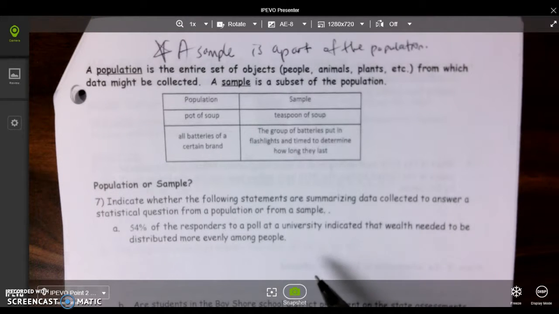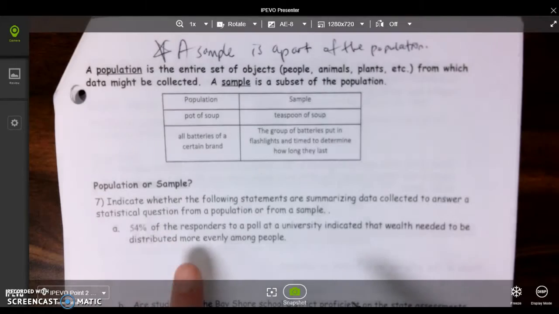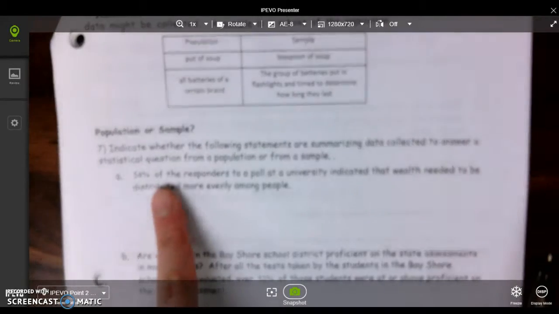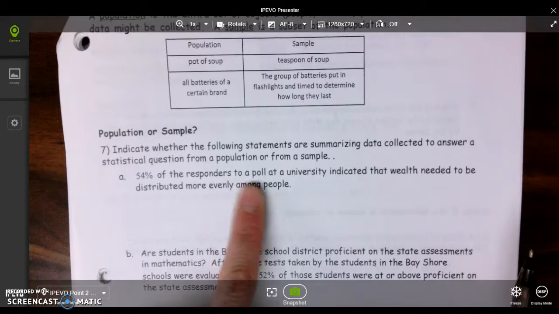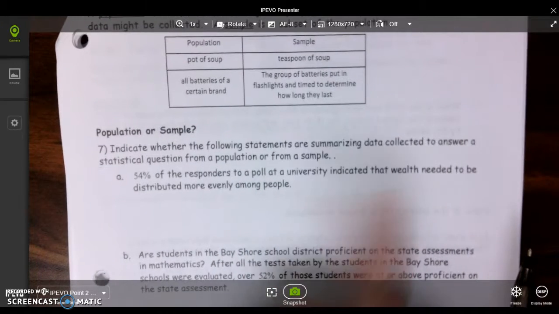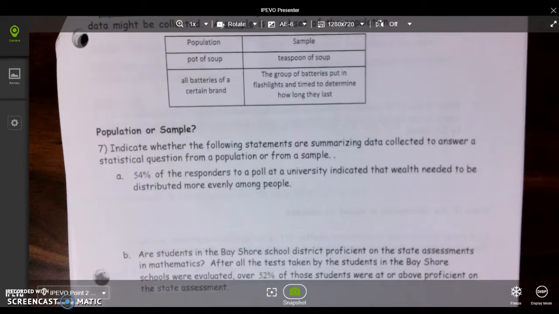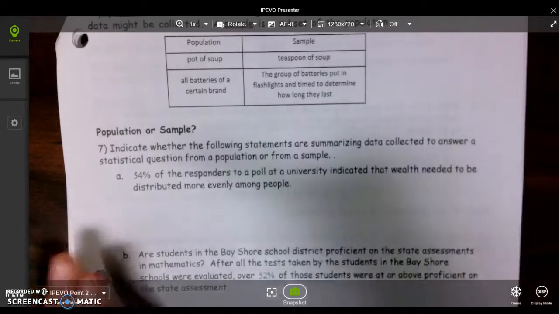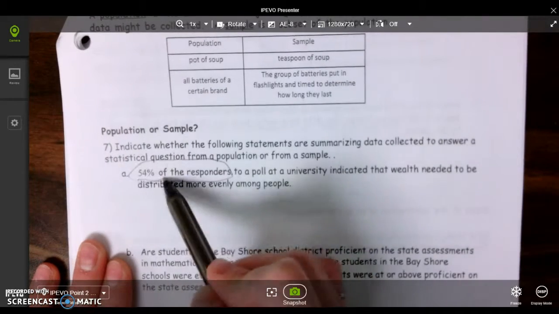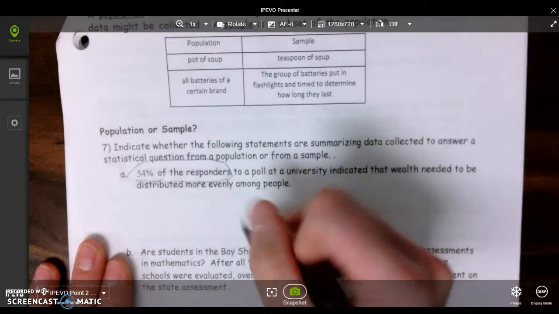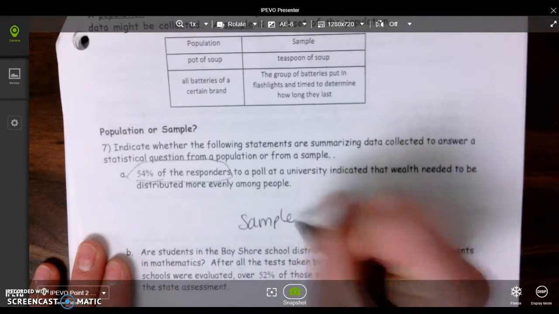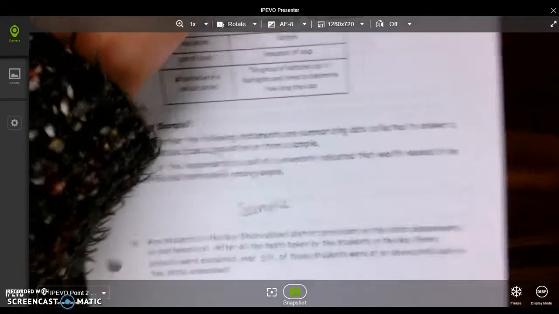Okay, so for example here, I want to know if I'm talking about the population or the sample, and it says 54% of responders to a poll at university indicated that wealth needed to be distributed more evenly among people. Well, 54% of the responders is not the whole, it's the part. So this would be considered the sample, not the population.